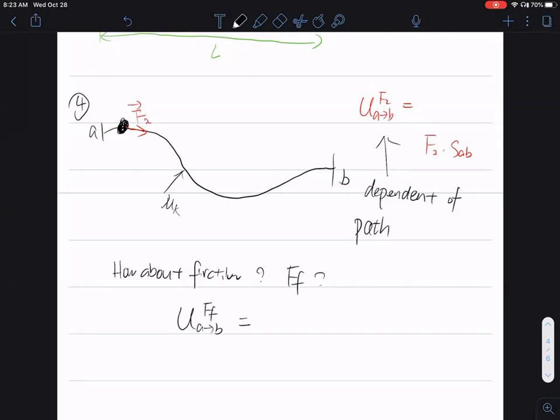The force of the friction multiplied by the path, it'll be multiplied by the L to this constant. Okay.